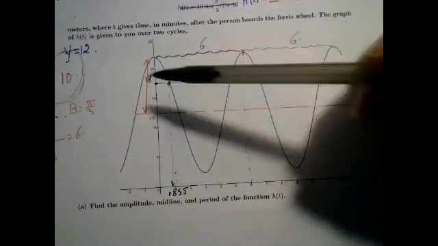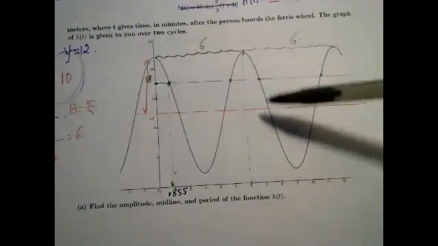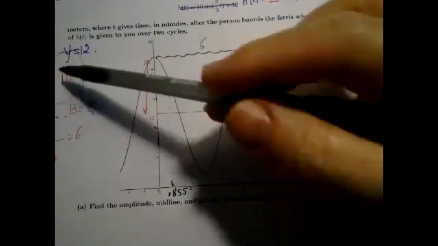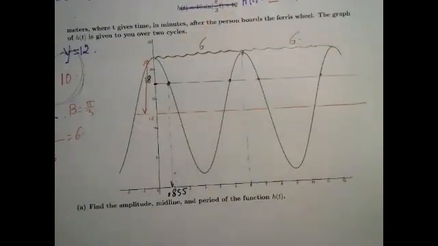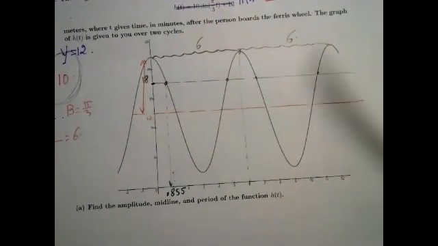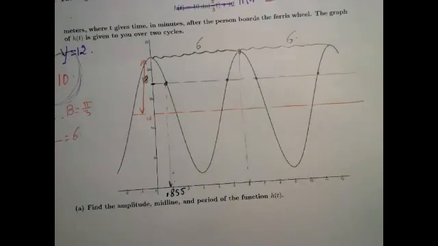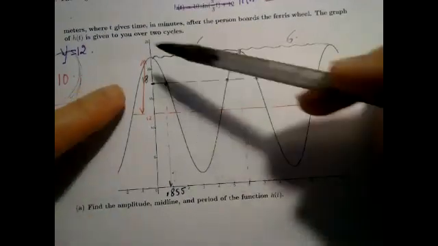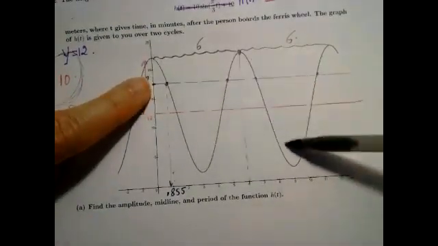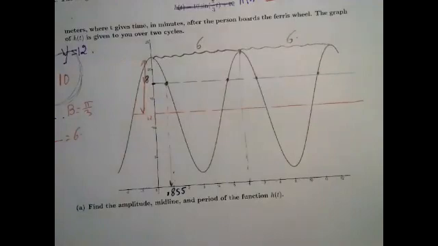Now, if this person goes on the Ferris wheel twice, so goes around and then goes around, how many times is his height going to be 18? How many times is he going to hit the height 18? So that's the graph. It's going to go down, up, down, up. How many times is he going to hit that height? Back to you.